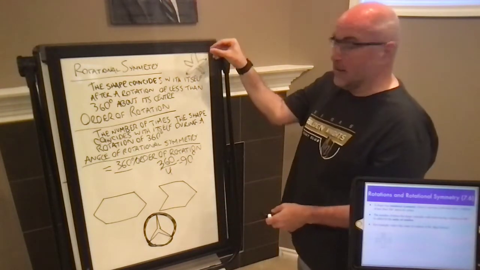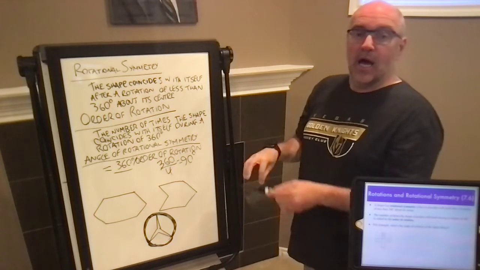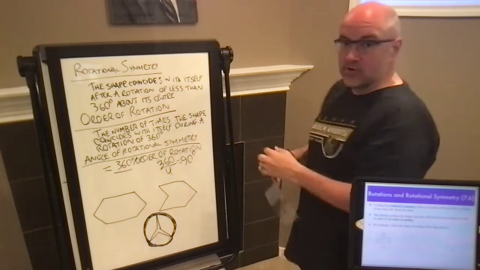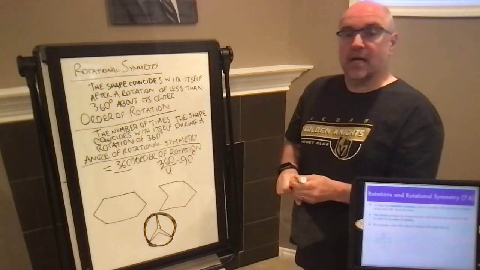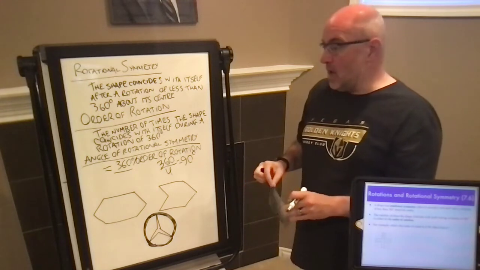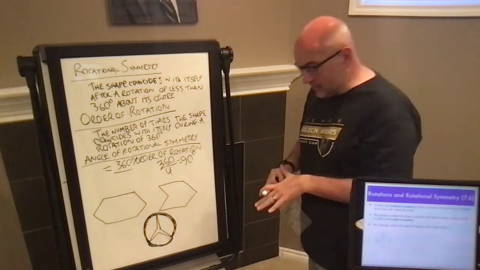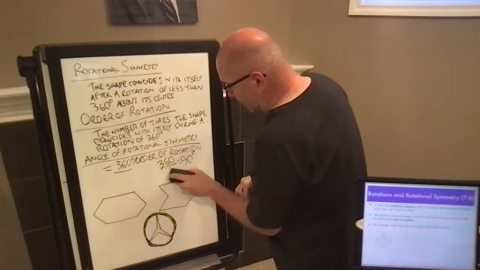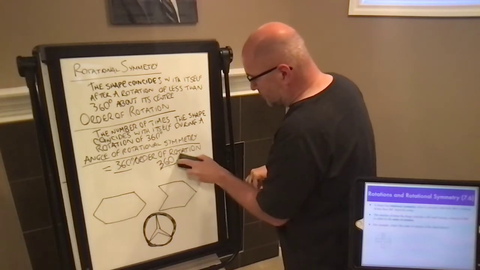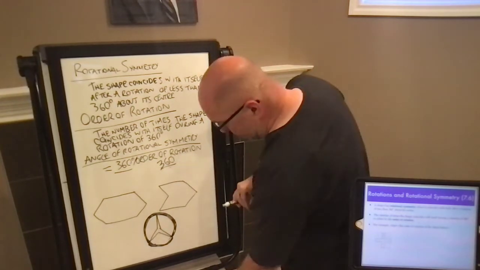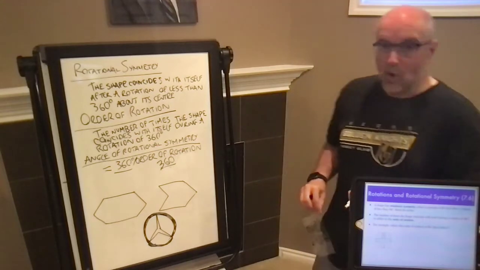Now, I'm going to give you a question to answer. Here's my starfish again. Here's my lovely little starfish. You now know what the order of rotation is for that starfish. Can you calculate for me the angle of rotational symmetry? Give yourself a couple of seconds to do that. I'm going to give you the answer in 3, 2, 1. Here is the answer.